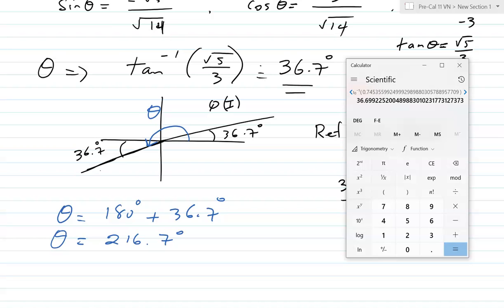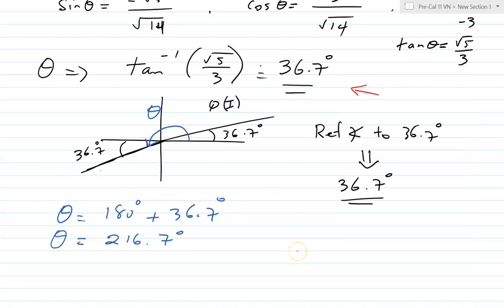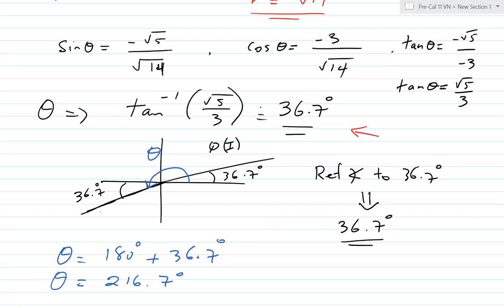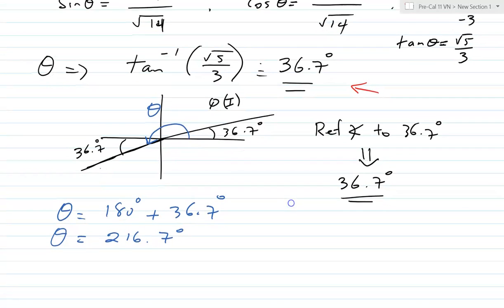Now, you could have used any other ones, sine or cosine, and gone through the same process. But remember, you always have to use the reference angle to the first standard position angle to find the second angle. Always you're going to do that in whatever quadrant you're looking for. Okay, so this is the process. Now practice time.